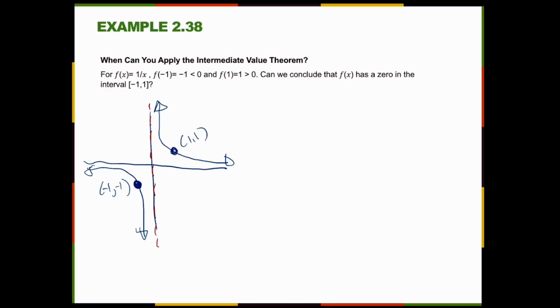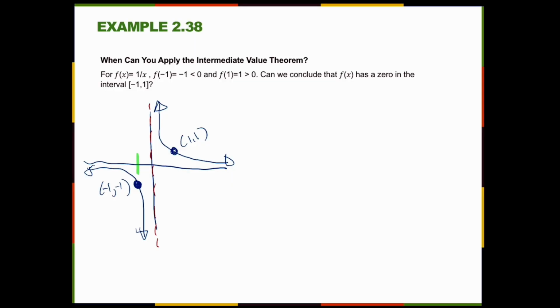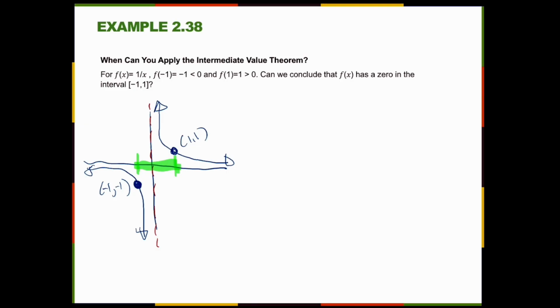Now it says, can we conclude that f of x has a 0 on the interval negative 1 to 1? Well, if I look at this interval, here's negative 1, here's positive 1. If I look at this interval from negative 1 to 1, there are no zeros. But here's the thing, we cannot use the intermediate value theorem here because the graph is not continuous on the interval from negative 1 to 1. There's an asymptote at x is equal to 0. So there's going to be a skip there. There's no value for y when x is 0.